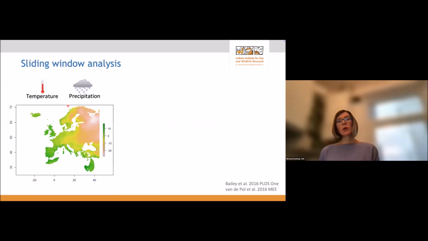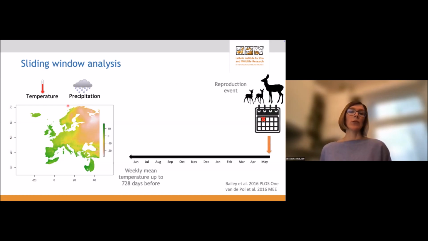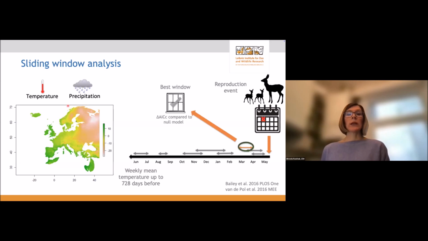We focused on the effects of two climate variables, temperature and precipitation. For each study, we extracted the temperature and precipitation that best predicted the trait using sliding window analysis. In brief, we inspected the windows of all possible durations up to 2 years prior to the focal event. In this case, this is the parturition of a roe deer. We then used the mean for the temperature and the sum for the precipitation over the identified windows and selected the best one using the delta AIC to the null model.